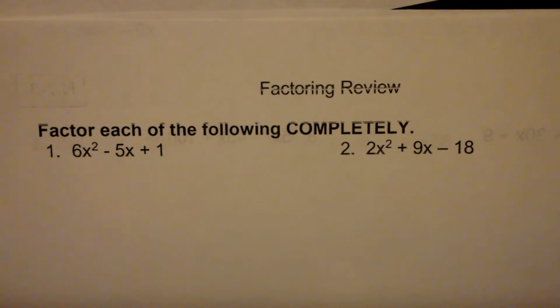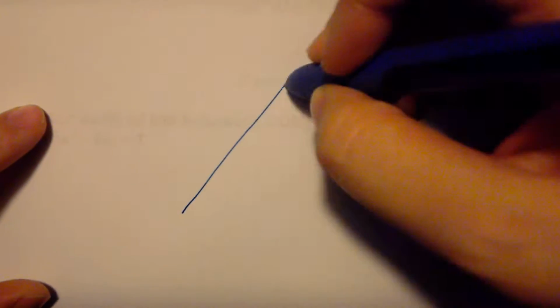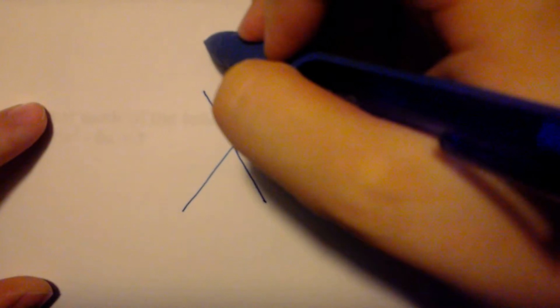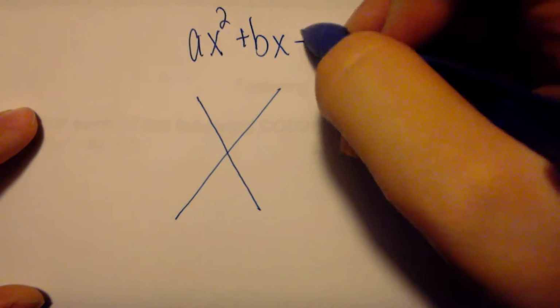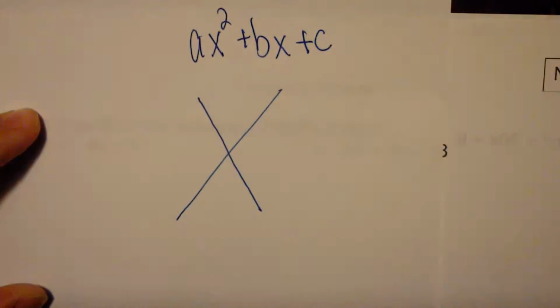Okay, so this is basic factoring. Factor each of the following completely. So we talked about having an x. We're given a general quadratic with a, b, c coefficients.